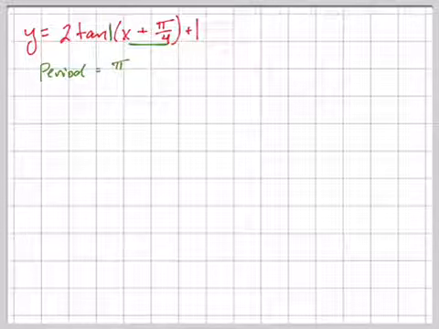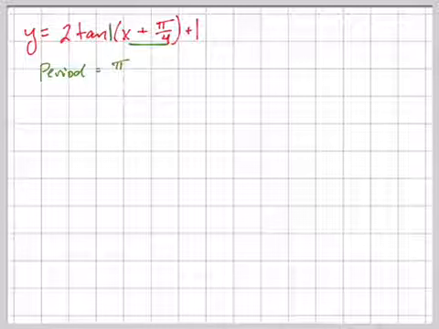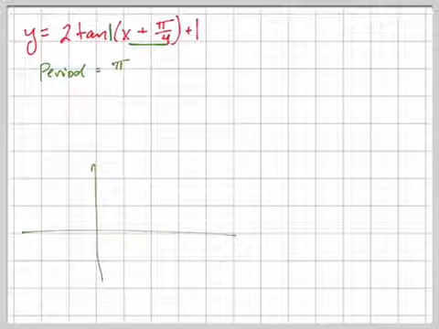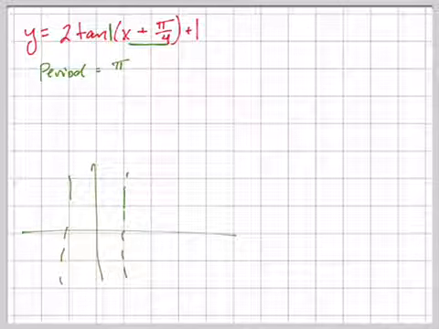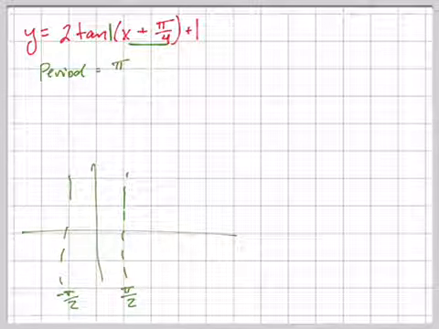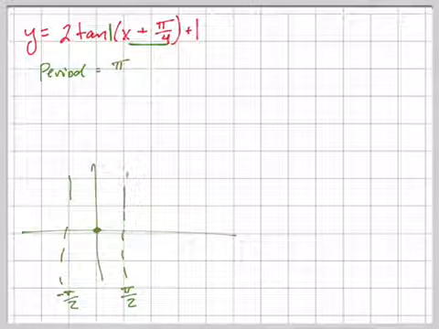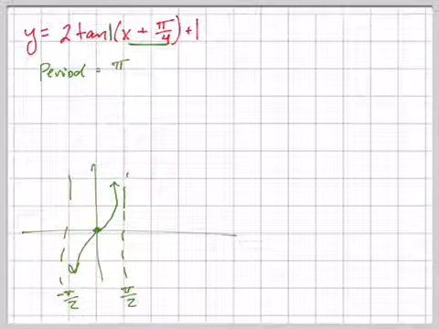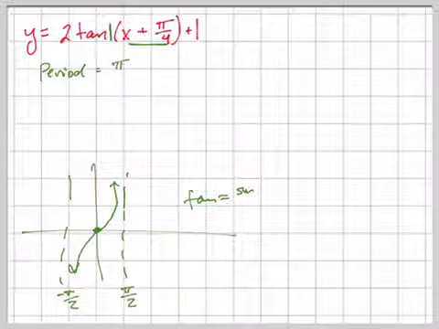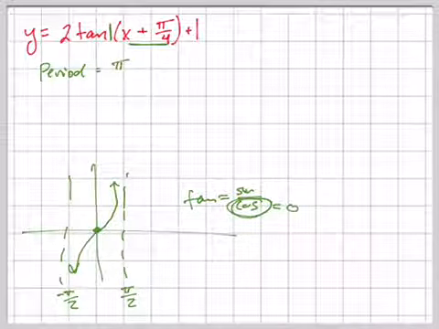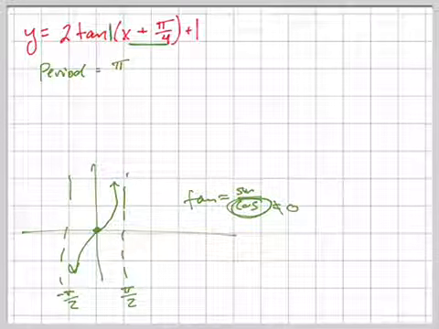So the first thing to do is to think about what a tangent graph looks like. And remember, a tangent graph is going to have asymptotes at pi over 2 and negative pi over 2. Those are your asymptotes for a tangent graph, and your base graph looks something like this. Think about the tangent as the sine over the cosine, and wherever the cosine is 0, there's going to be an asymptote because you can't divide by 0.